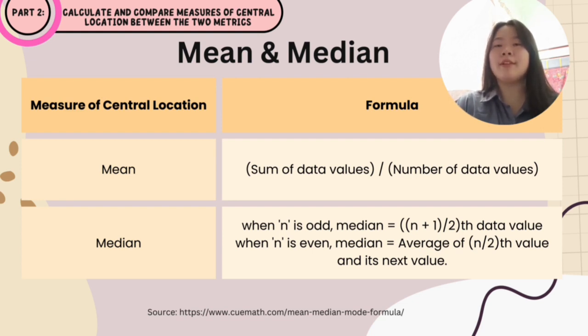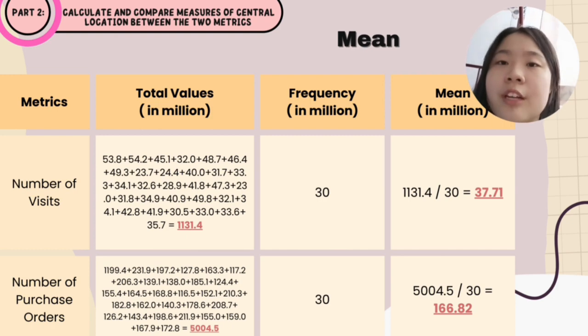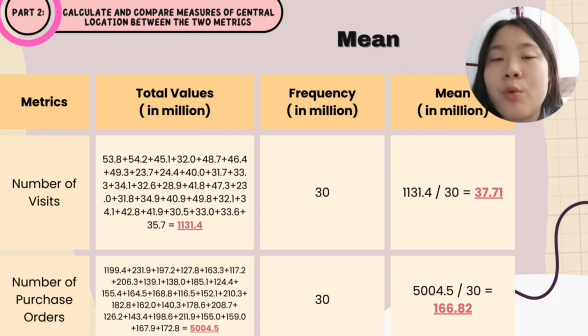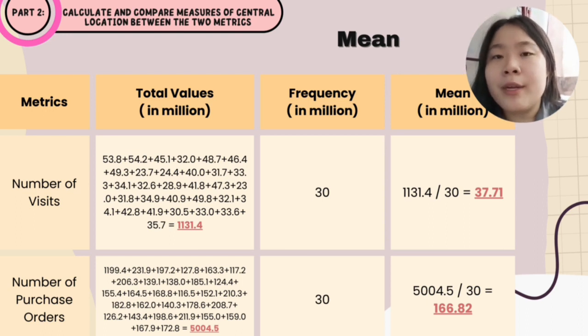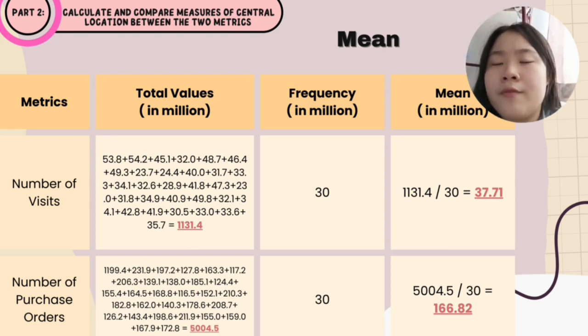I will be demonstrating the mean first, followed by the median, for the number of visits and the number of purchase orders. Let's do it. The total value of the number of visits is 1,121.4 million. Its mean is 27.71 million, after dividing by the frequency of 20. The number of purchase orders has a total value and mean of 5,004.5 million and 166.82 million respectively. The number of purchase orders has the higher mean.